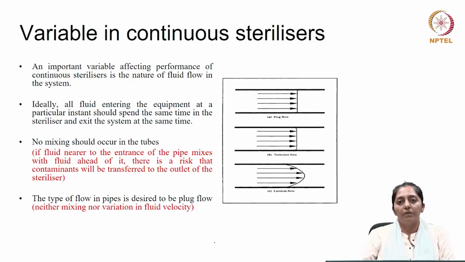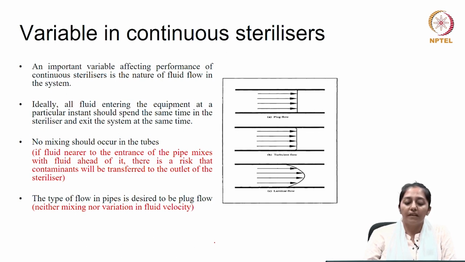One important variable which may affect the performance of continuous sterilizers is the nature of the fluid flow in the system, as it has to go through the section for the holding period at sterilization temperature. Now ideally, all fluid which is entering the equipment at a particular instant should spend the same time in the sterilizer and exit the system at the same time, which would be the case of plug flow. No mixing should occur in the tubes.